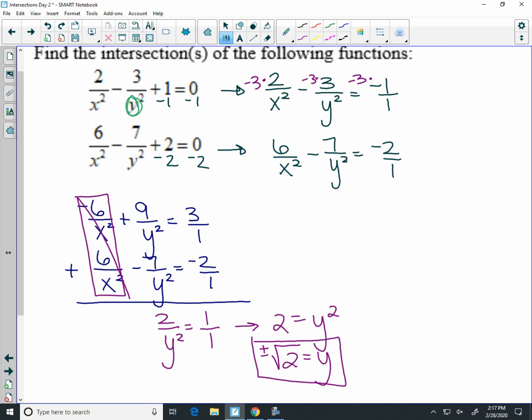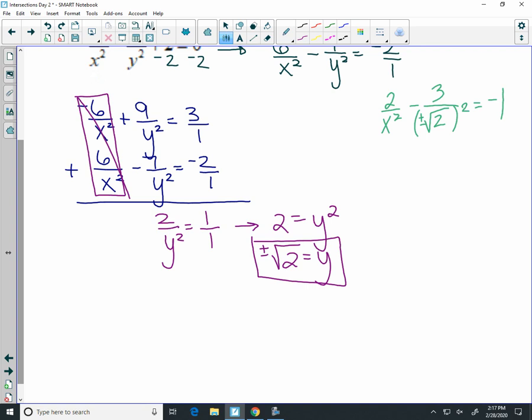And so when I plug back in, so I have 2 over x squared minus 3 over radical 2 squared. I'm going to go ahead and write it as plus or minus radical 2 for myself. Equals negative 1. And now when I square the positive or negative, I get positive. And when I square the radical 2, I get a 2. I'm going to add 3 over 2 to the other side. Remember, 3 over 2 is just 1.5. So it's negative 1 plus 1.5. 1/2.